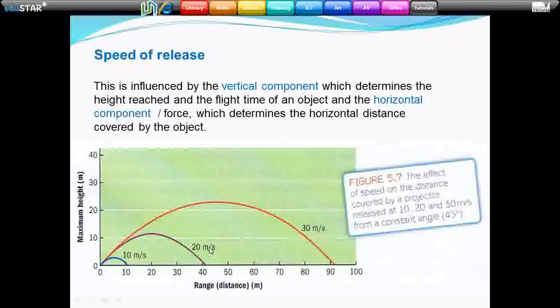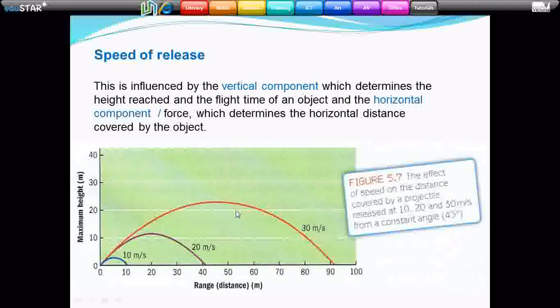In this table we've got the effect of speed on the distance covered by a projectile released at 10, 20 and 30 meters per second from an angle of 45 degrees. So the angle of projection is the same. When we have a speed of release of 10 meters per second, the object will travel just over 10 meters. When we increase that to 20 meters per second, the object will go just over 40 meters, and if we increase the speed of release to 30 meters per second, you see there's a significant effect, and we can get the object to go just over 90 meters, and the height of the object through the air increases as well.